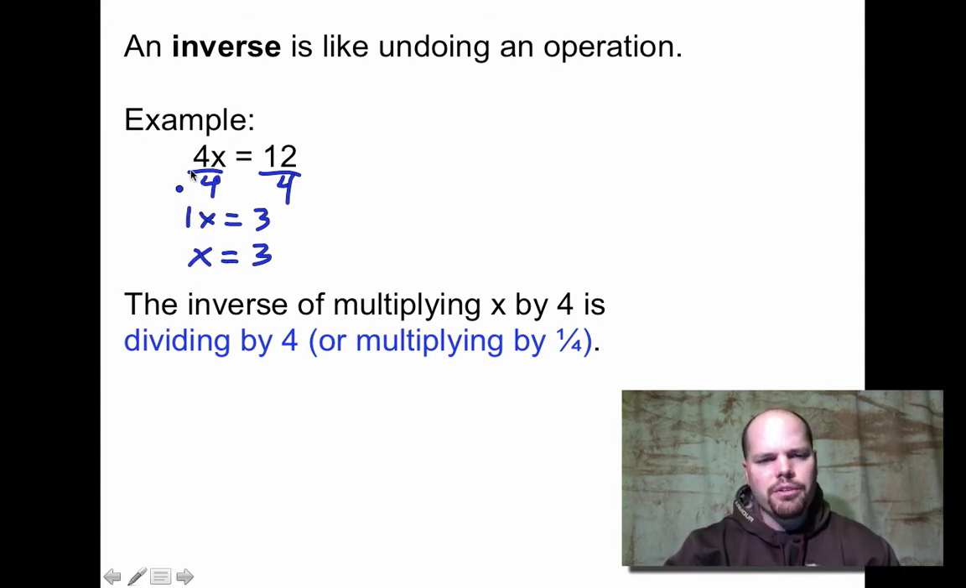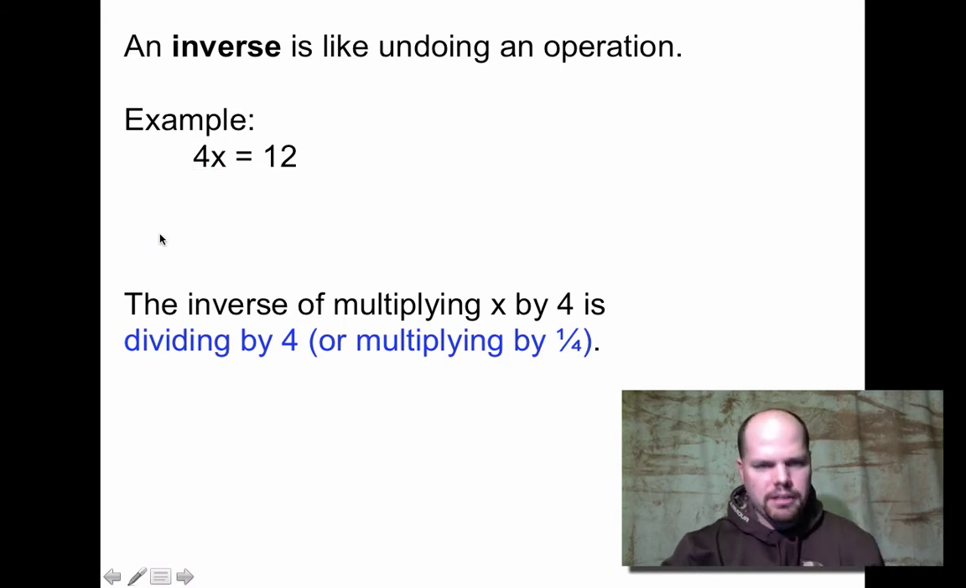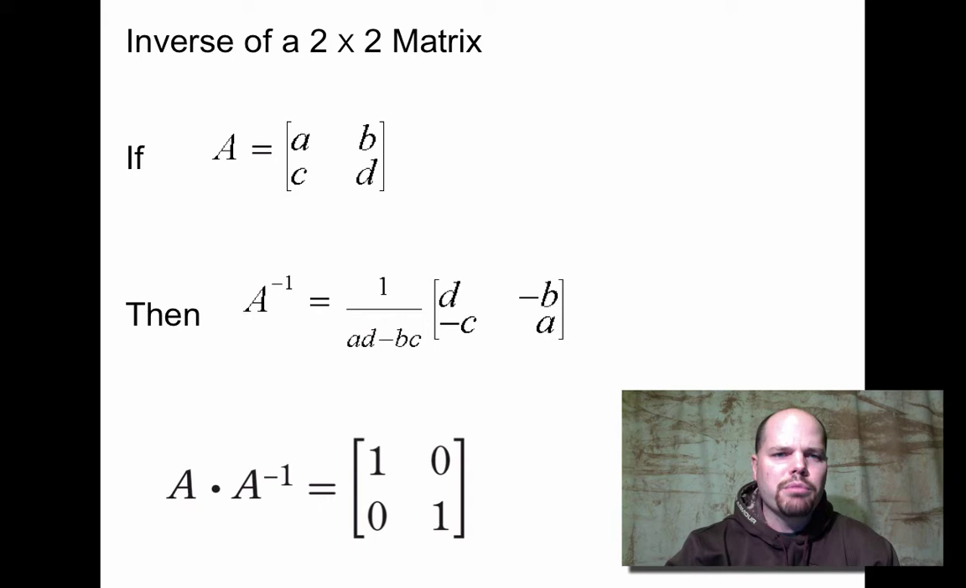It's no different here with a matrix. We're going to get a coefficient matrix times a variable matrix equals a constant matrix, and we want to get the coefficient matrix to be the identity matrix. I'll show you what I mean by that in the next set of problems.